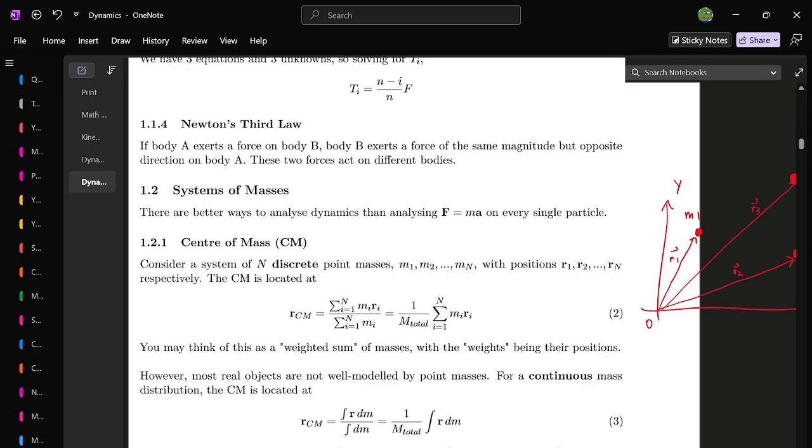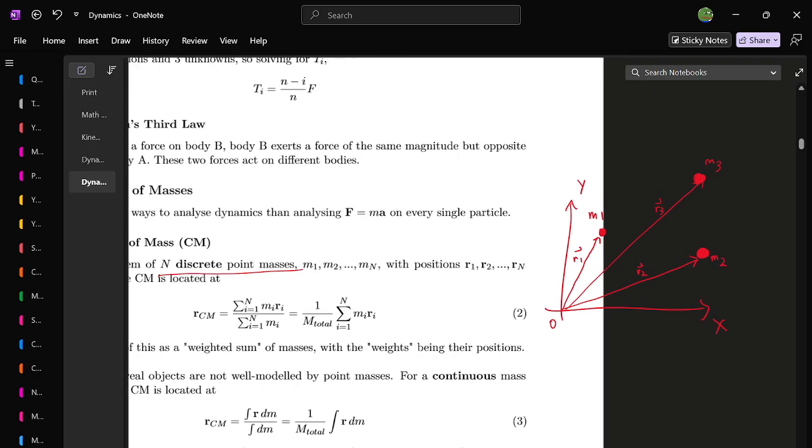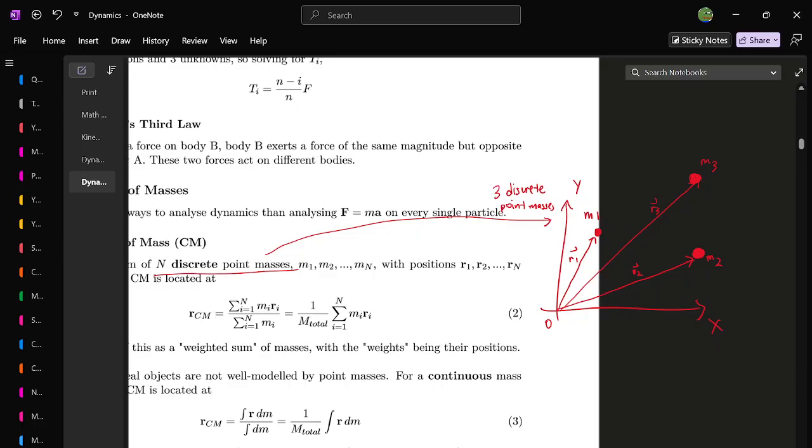So, what is the center of mass? Let's say that you have n discrete point masses. This is important. Discrete point masses means that you have n masses that are treated as negligibly small and are treated as basically different masses that are apart from each other. What I've drawn here corresponds to three discrete point masses. You can see that they have masses m1, m2, m3 with position vectors r1, r2, and r3 here.